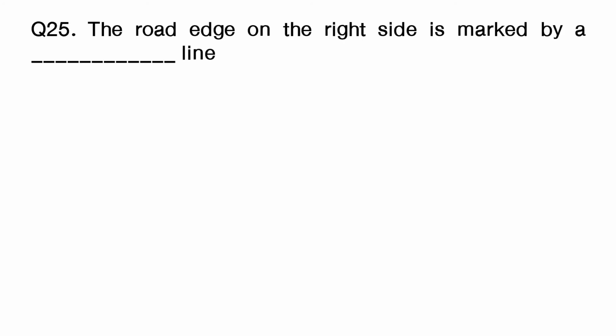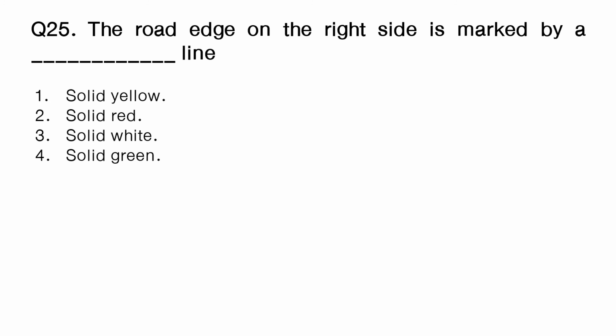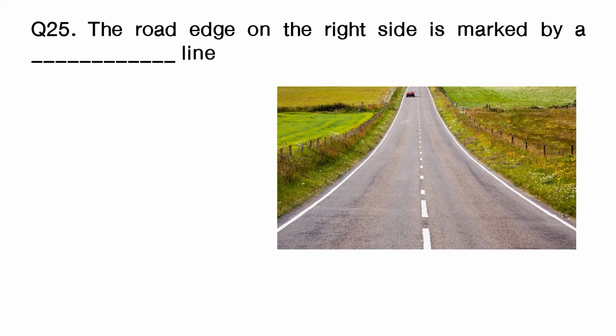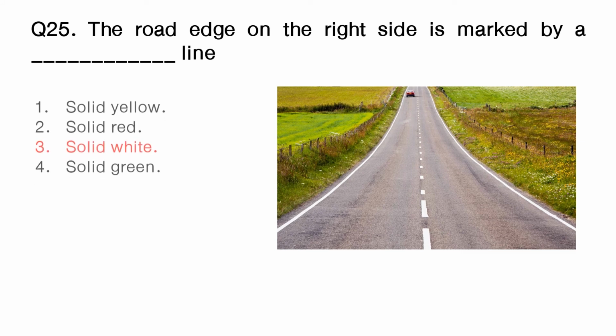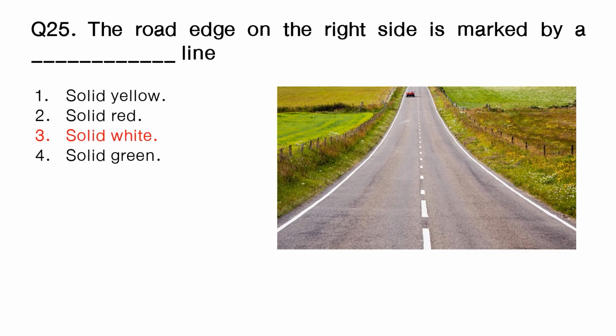Question: the road edge on the right side is marked by a dashed line. Option number 1, solid yellow. Option number 2, solid red. Option number 3, solid white. Option number 4, solid green. The answer is option number 3, solid white.